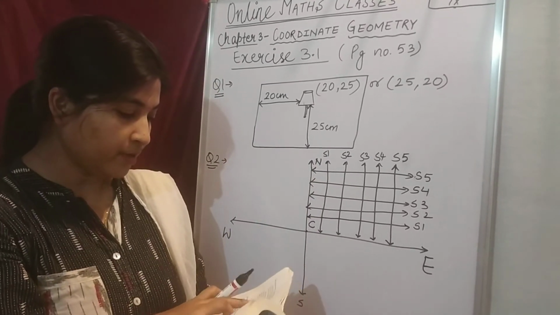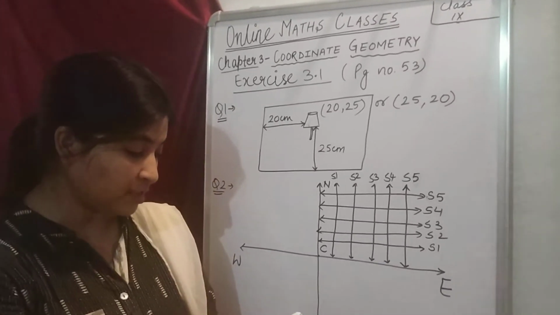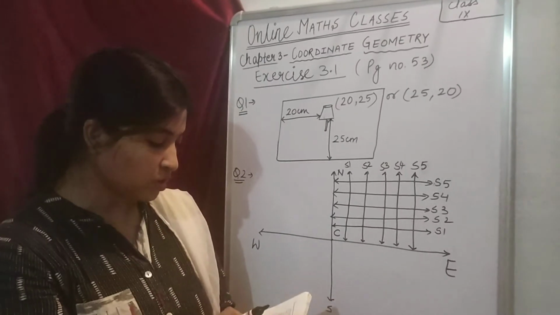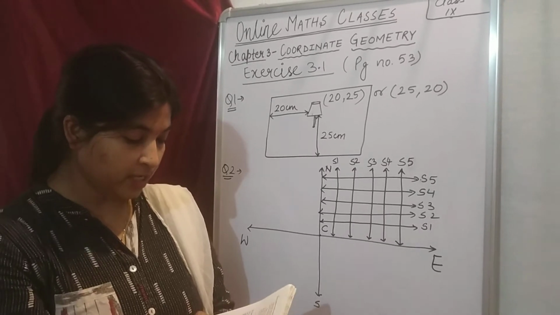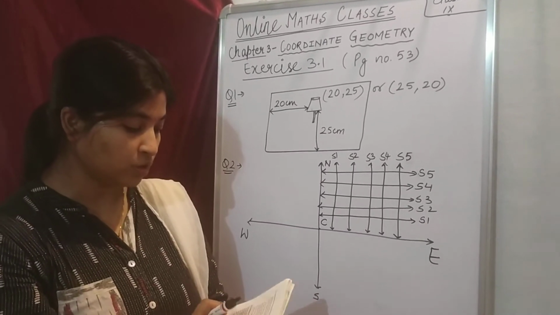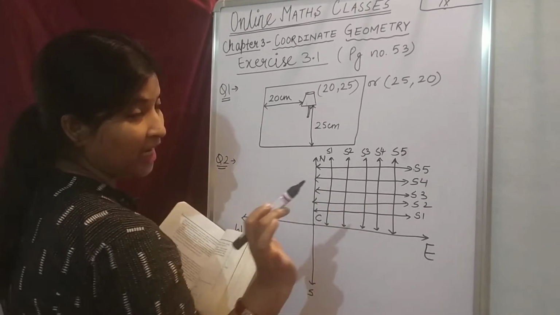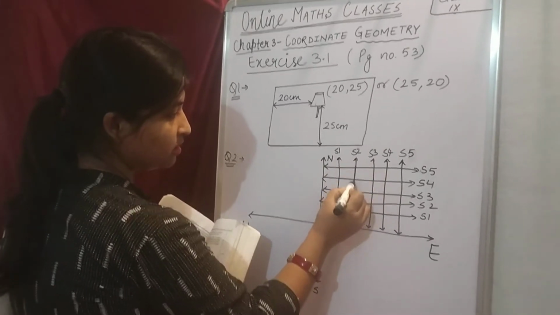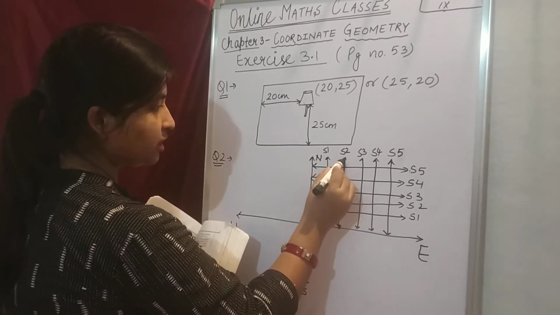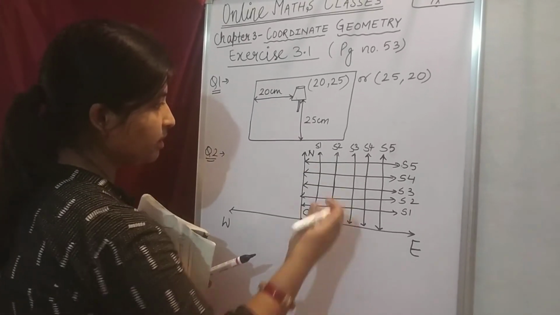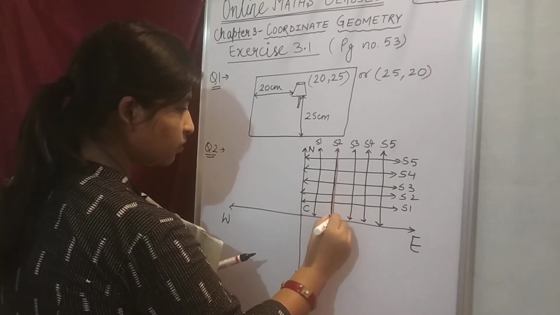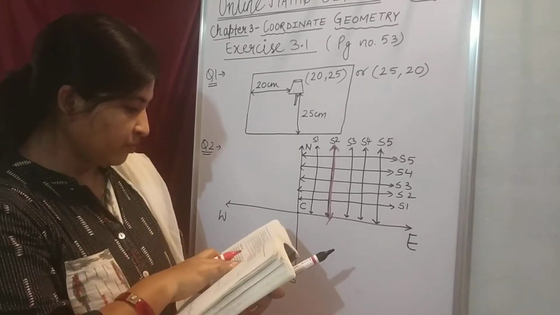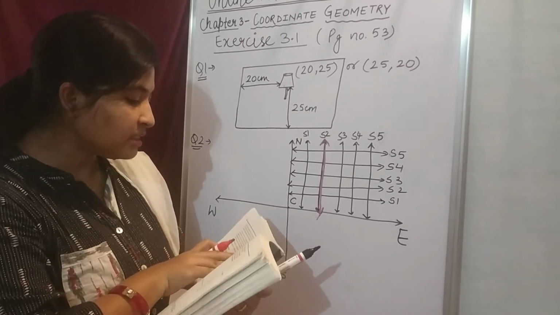Now a particular cross street is made by 2 streets, one running in the north-south direction and one in the east-west direction. Each cross street is referred to in the following manner. If the second street running in the north-south direction, this is your second street which is moving in north-south direction, and the fifth in the east-west direction.